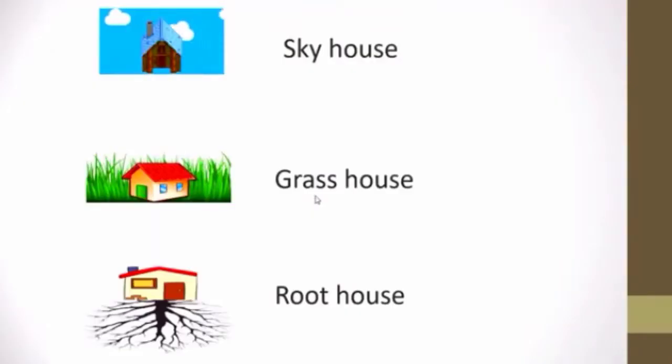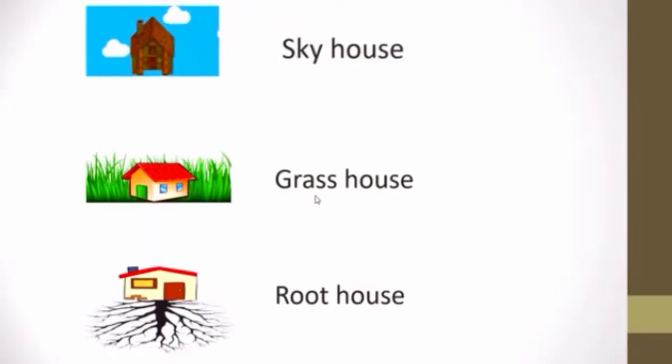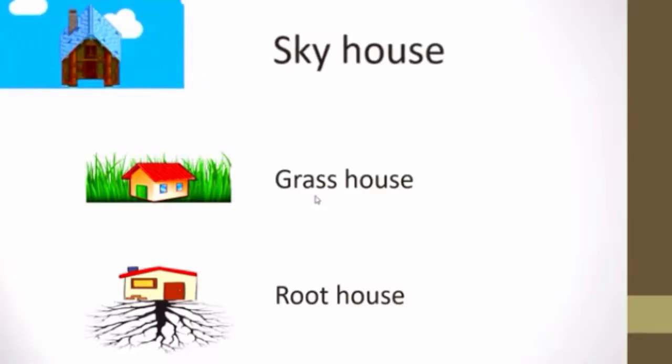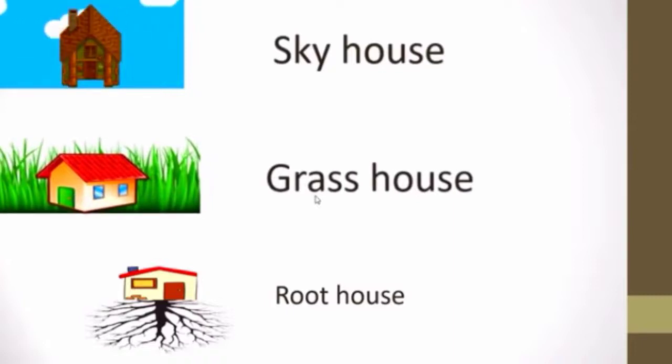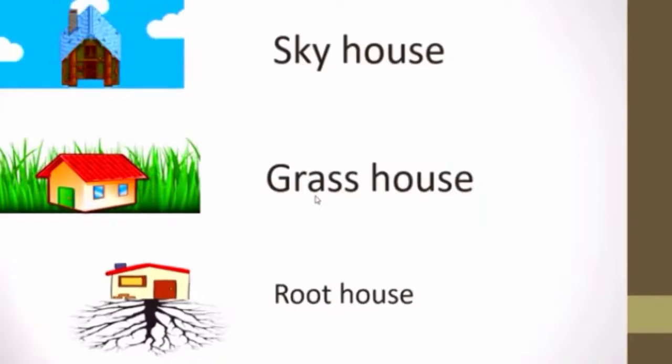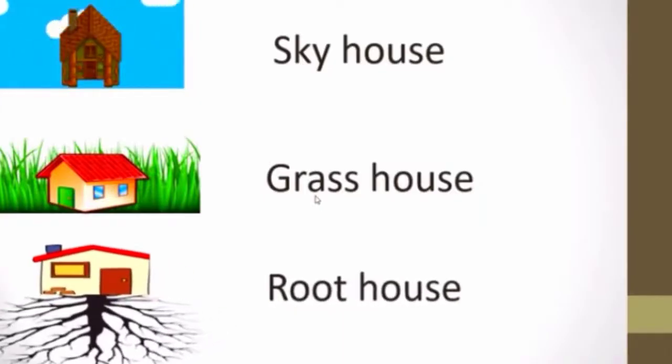First ant named her house Sky House because it was on the top. Second and third ants named their house Grass House because it was in the middle. And fourth ant named its house Root House because it was in the bottom.